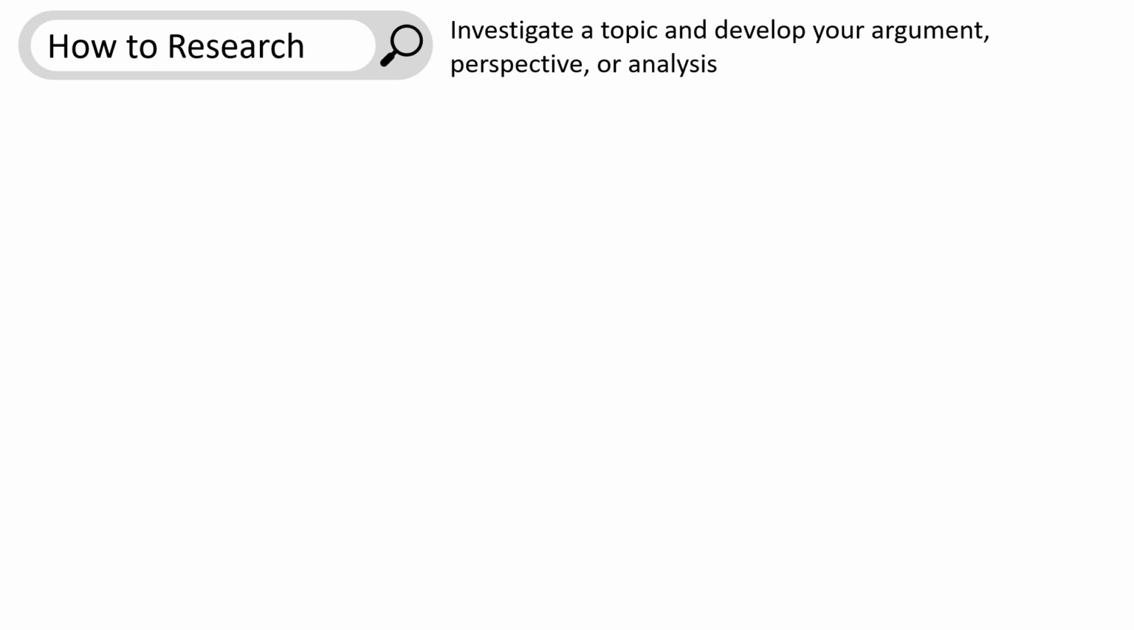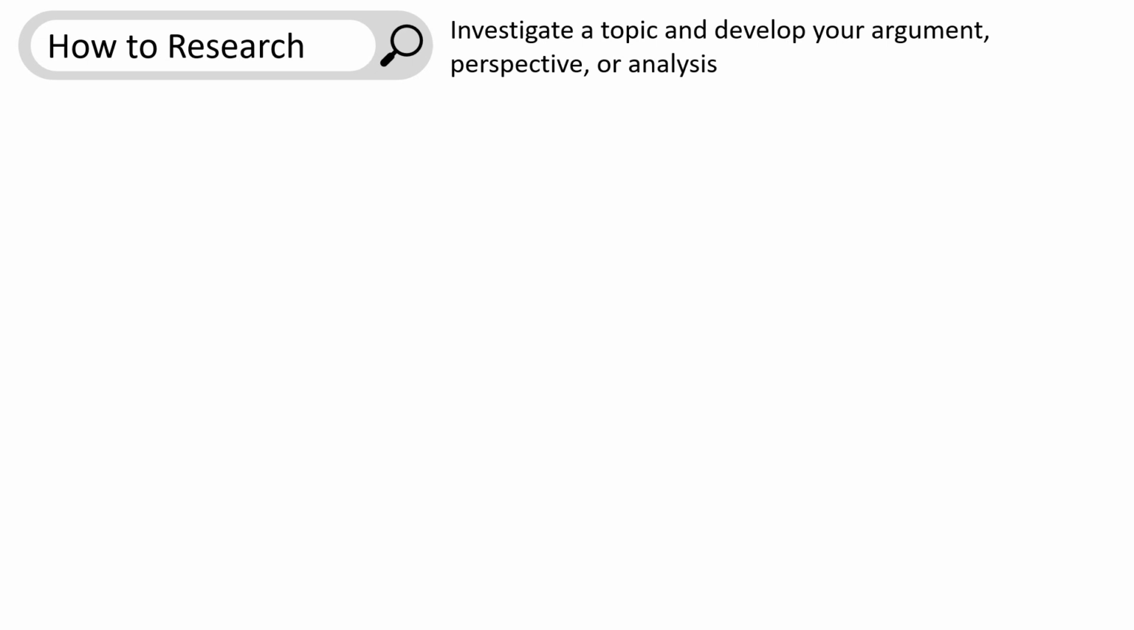Let's get started. Before we dive into how exactly you can research, let's define what a research paper is. In this paper, you'll investigate a topic and develop your argument, perspective, or analysis. A research paper is really unique in that you can cover a lot of different disciplines. For example, your paper could describe the results of a scientific experiment, or it could simply be a literature review. It really is up to you.